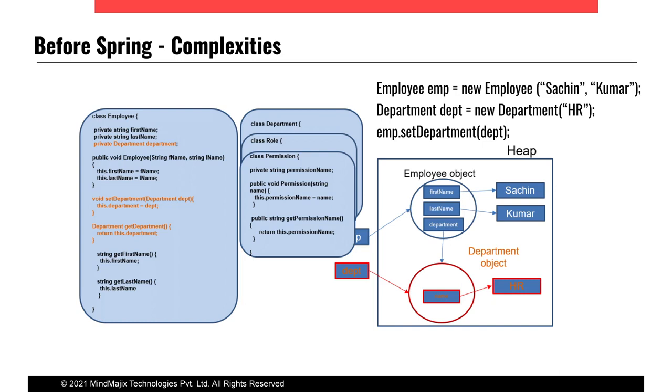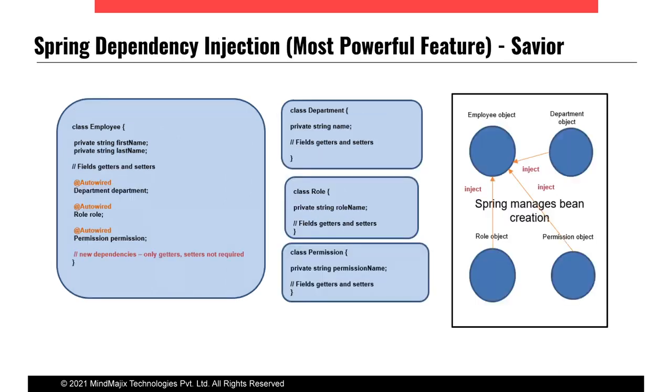So think like this: your requirement will keep on getting complex and your core logic will start getting very tightly coupled. To build an employee object, you really have to go through creating so many different objects, and you need to set so many different objects in it, and it will start getting tough to manage your application. So thanks to Spring dependency injection, which came as a savior to such problems, and that's why it's so powerful.